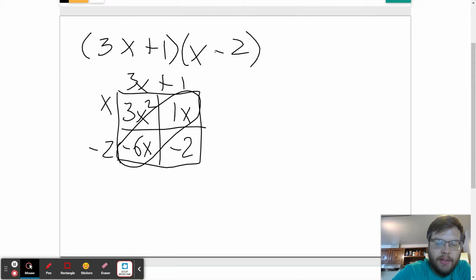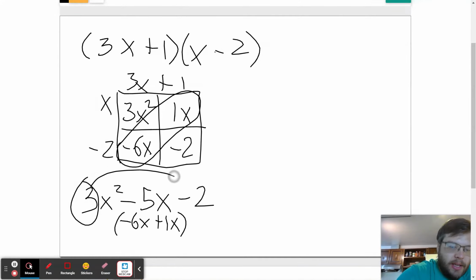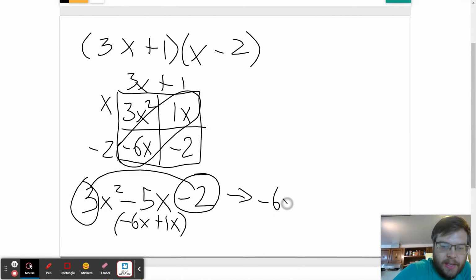And the trick is understanding that once you write out your final answer, 3x squared minus 5x minus 2, the two numbers that I just circled in the box add to make the middle term: negative 6x plus 1x makes the middle term. And if you multiply a and c, you get negative 6x squared, which is what those two terms multiply to equal.